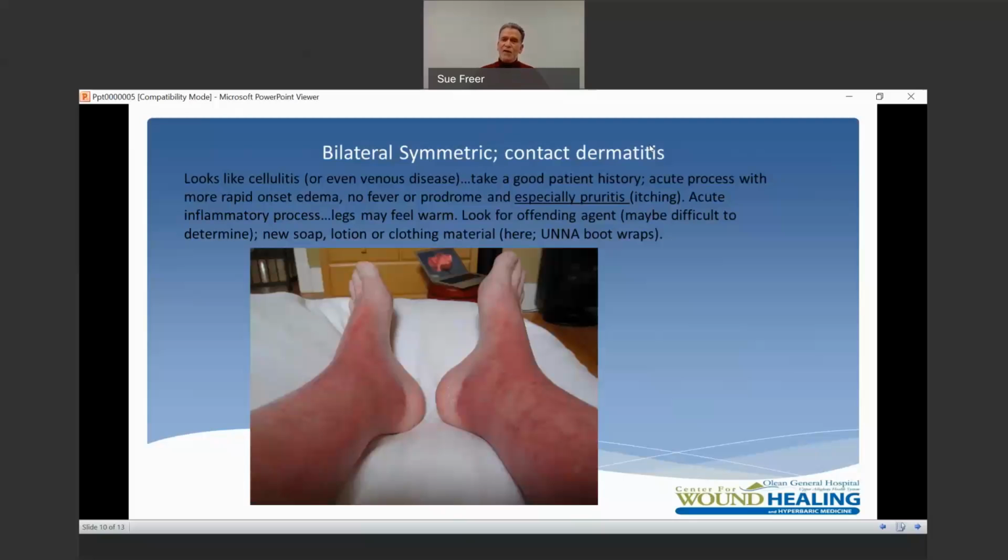The key here is the history and the fact that the patient is itchy as all heck, having severe pruritus to the area. Treatment here obviously is stopping the Uniboot and maybe a topical steroid, along maybe with an antipruritic medication like Benadryl.